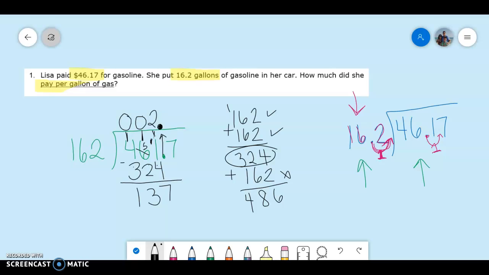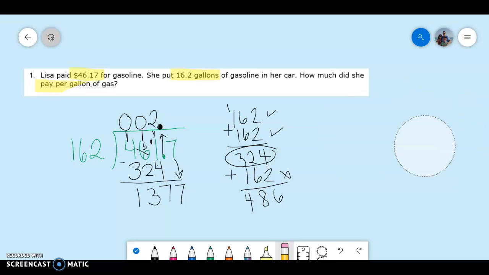So I did good. And now what I need to do is just bring down the next number. And whoa, Nelly, I'm bringing down that 7, and I now have 1,377, and that's a big number. So what I'm going to do is continue adding up. I'm going to get some more space too because I'm going to need it. I'm going to continue adding up my 162s until I find something that is approximately 1,377. Okay, or less, but definitely can't go over.